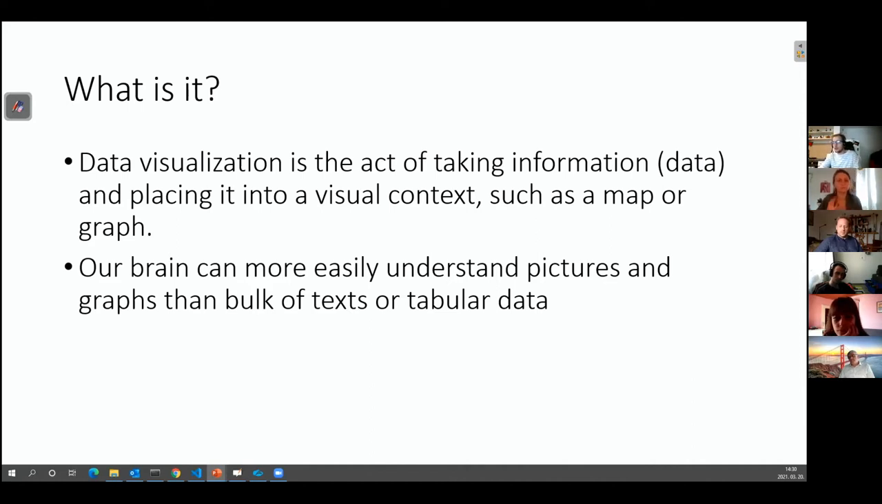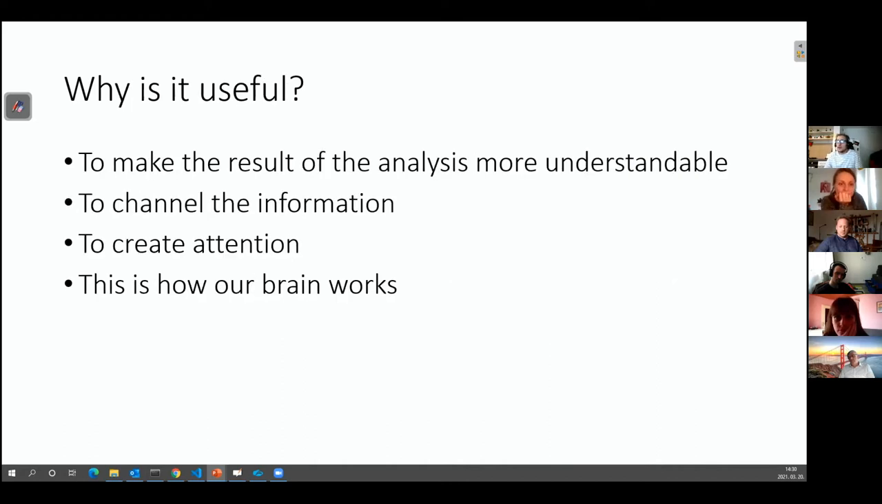So why is it useful? One of these is connected to the previous, but so to make the result of the analytics, like what we can take out of the data, more understandable for the persons who do not have an analytics background, and also to channel the information, because the data can contain a wide range of information, and some of the time we don't need the whole bunch of information from it, just a part, and we can channel it down to one tunnel of information. Also to create attention, because if I just show you text and raw data, most of the people get sleepy after a few minutes. And as I said, this is how our brain works.